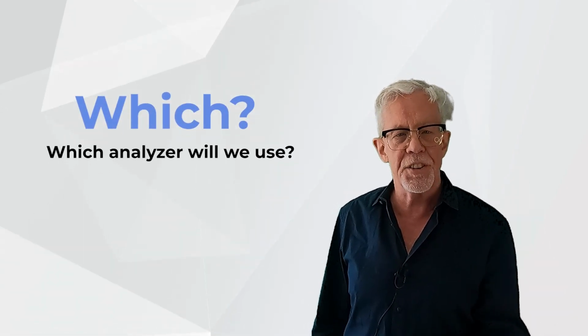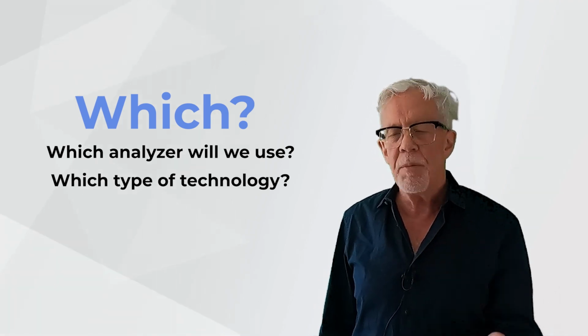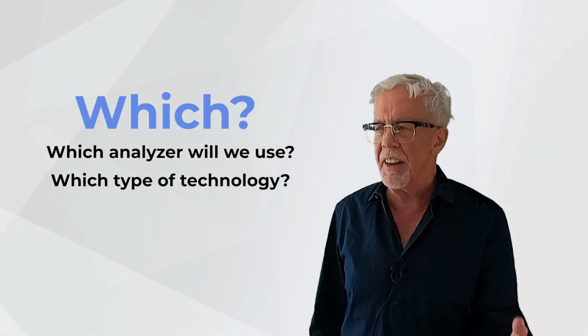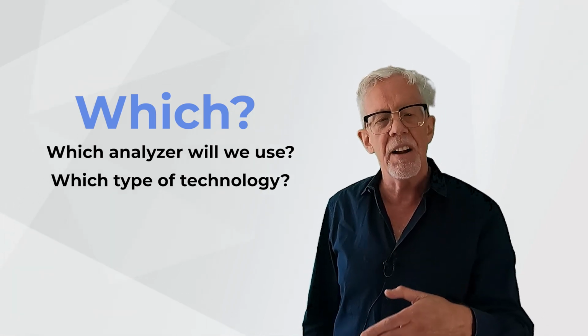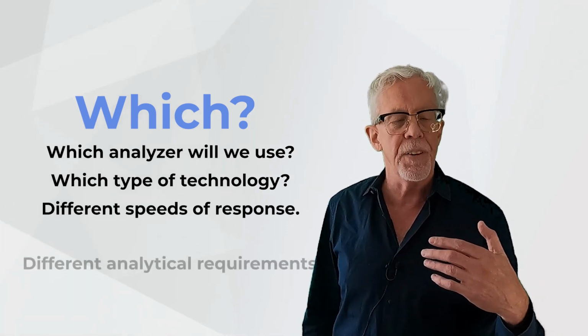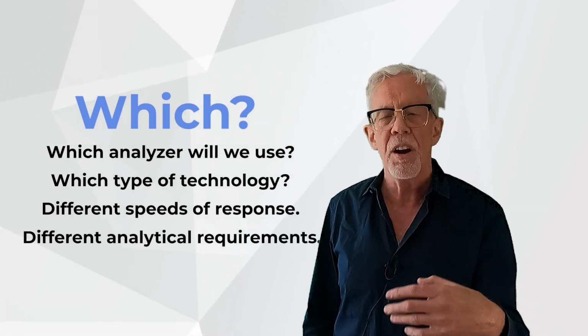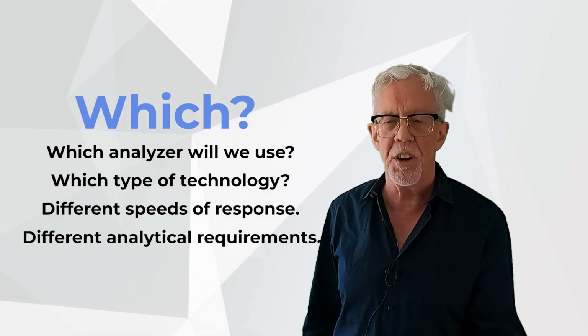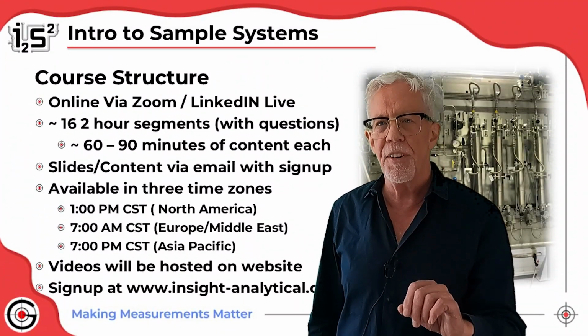And so that brings us down to which. Which analyzer are we going to use? Which type of technology are we going to use? We can measure a chemical like, let's say, H2S with a lot of different technologies, but they're going to have different speeds of response, different analytical requirements in the sampling system, and so we want to determine what technology is best suited for this application. When we have all that, we can start thinking about what our sample system design is going to be. That's what we're going to cover in our first section.